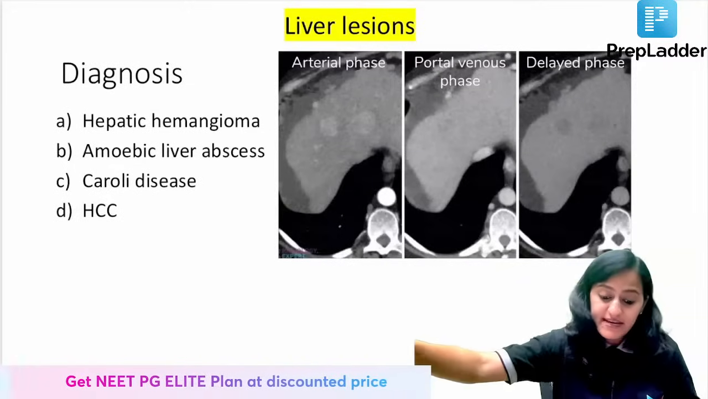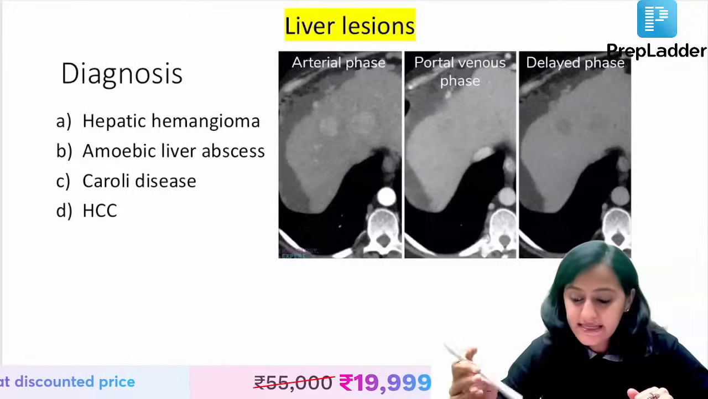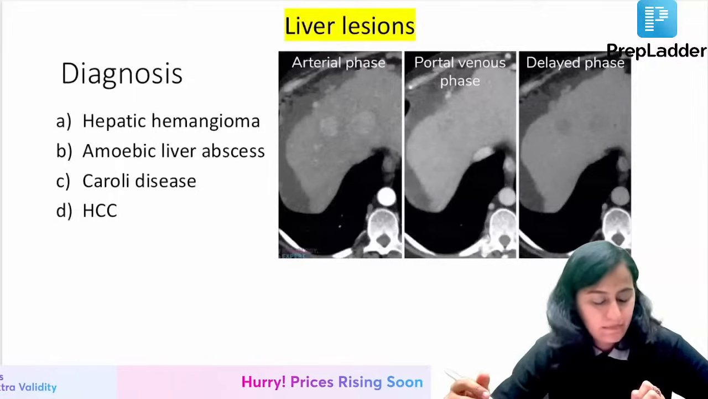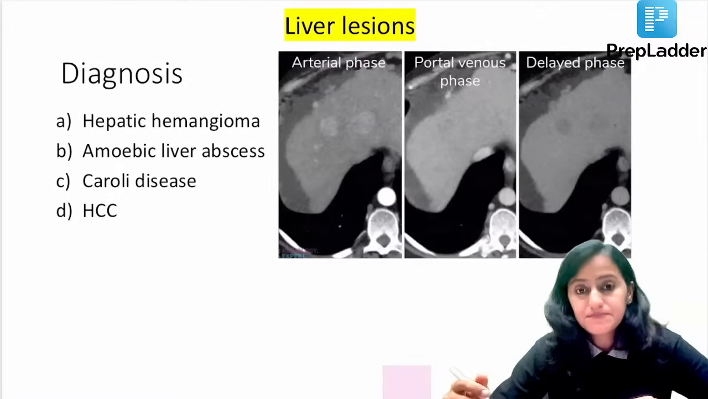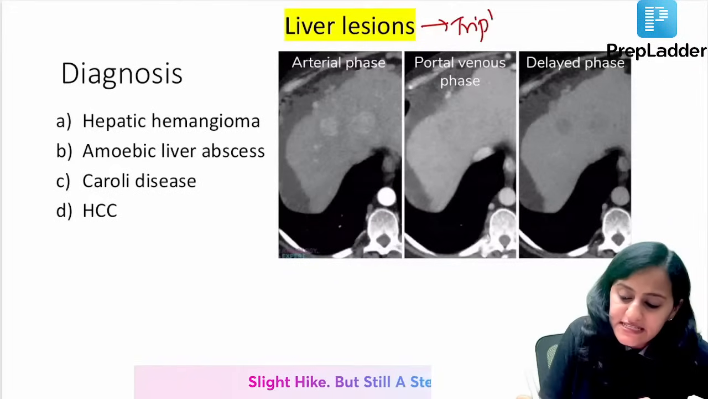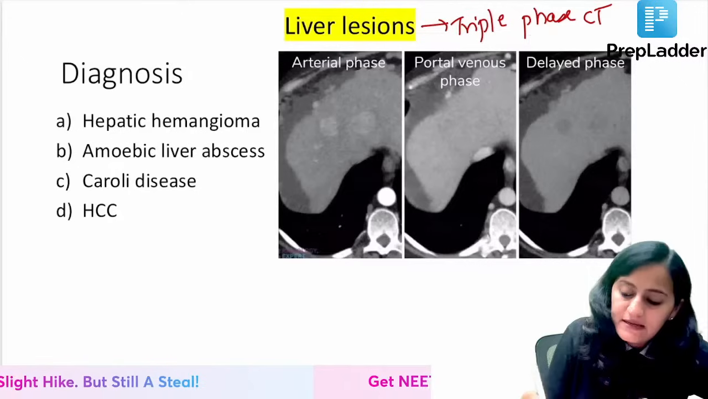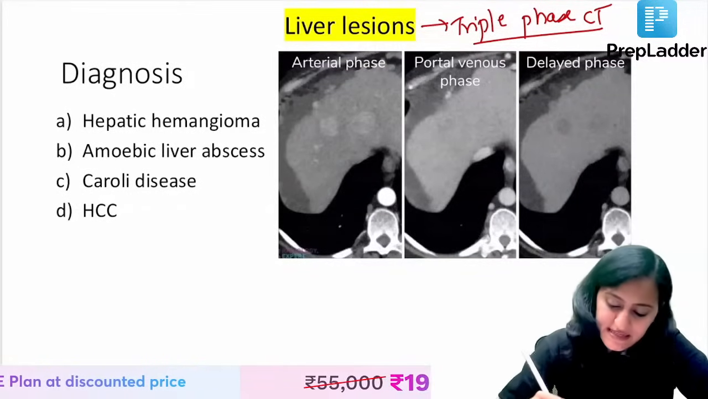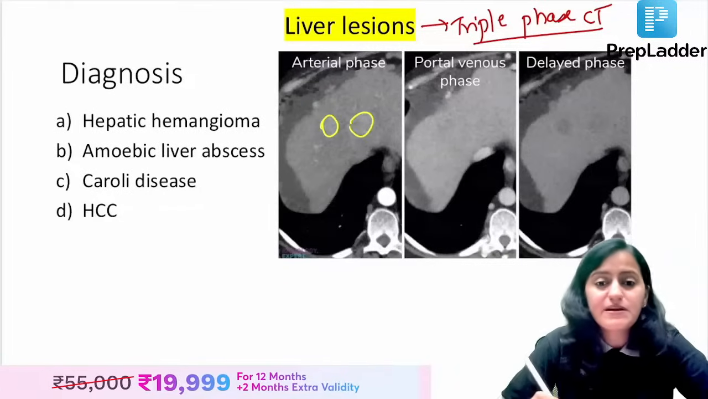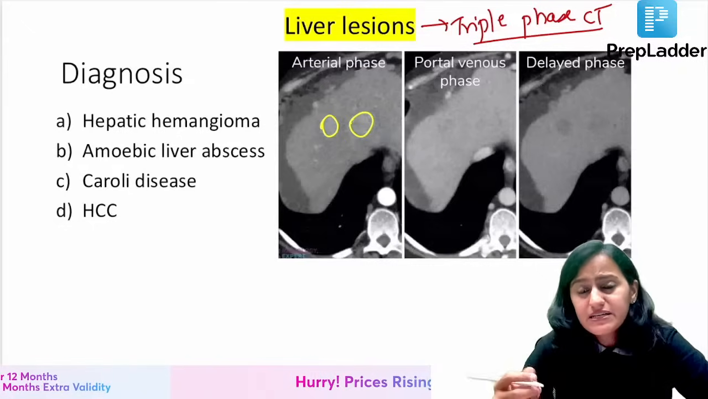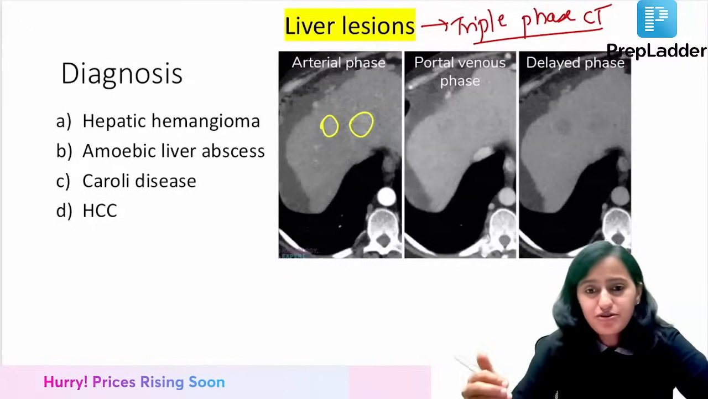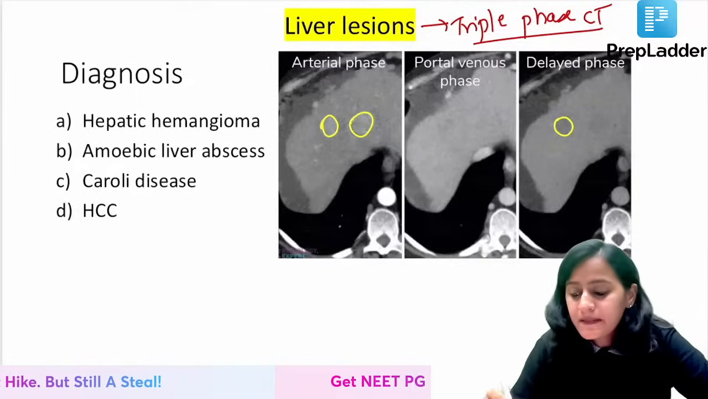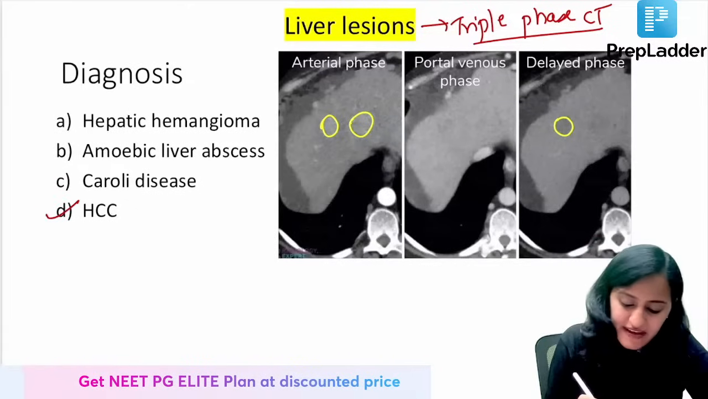Okay, so many of you say this is HCC. Why do you say this is HCC? Remember, a triple phase CT is what is done for liver lesions. In the triple phase CT, if you are seeing that in the arterial phase the lesion is becoming white as compared to the liver, and then it is washing out the contrast, so that in the delayed phase the lesion is appearing darker than the liver, right? This is classical of HCC.